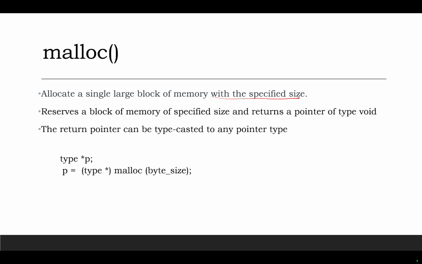It initializes each block with the default garbage value initially. The syntax is type star, a pointer, p is equal to type, where type may be any data type, then malloc, then size in bytes. If you are using the data type as an integer, based upon the compiler the size may be 2 or 4.